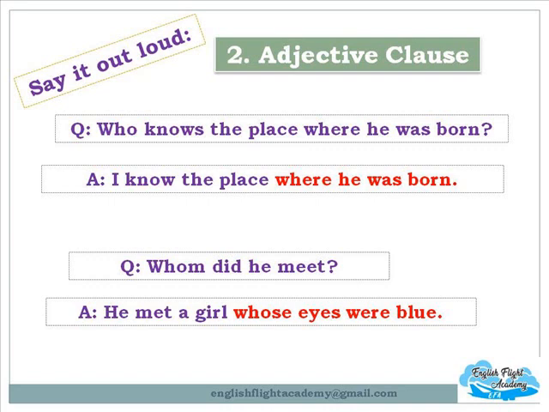Look at the example of adjective clause there and say it out loud with me, because imitation technique is the best technique. Who knows the place where he was born? I know the place where he was born. Whom did he meet? He met a girl whose eyes were blue.